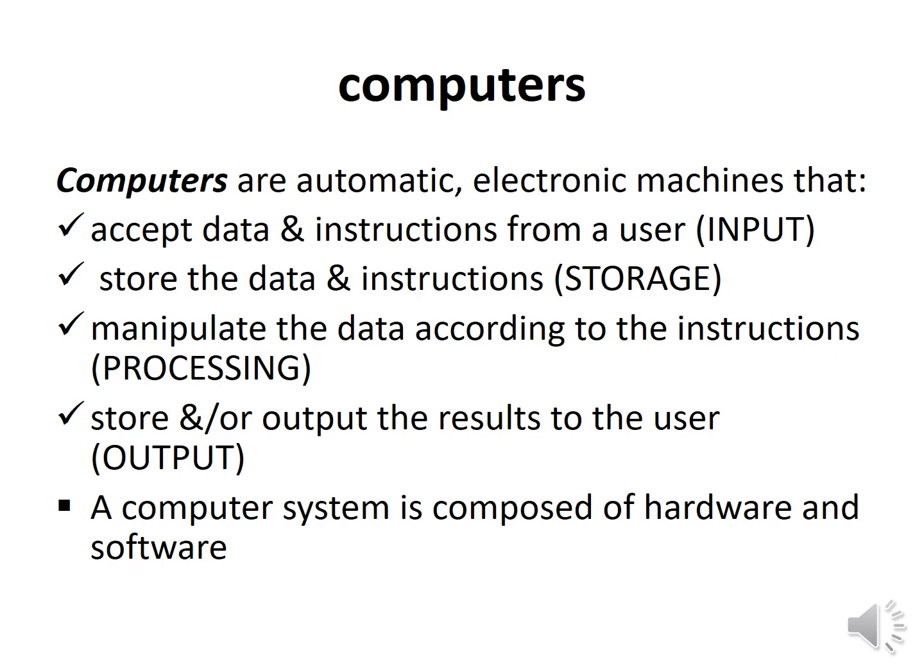This is called processing. Once you input data, the computer processes it, manipulates it. This is called the processing. And then afterwards, the computer stores and outputs the result to the user. The devices which are used to output the result, to show the result from processing, are called output devices. A computer system is composed of hardware and software.